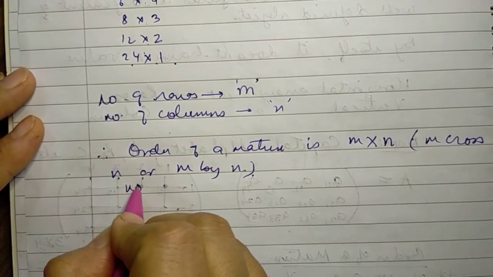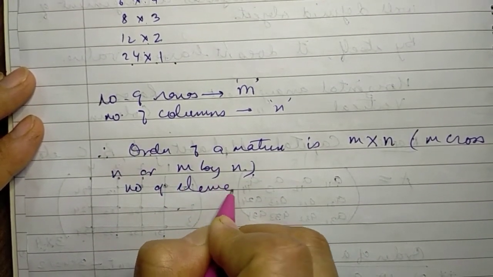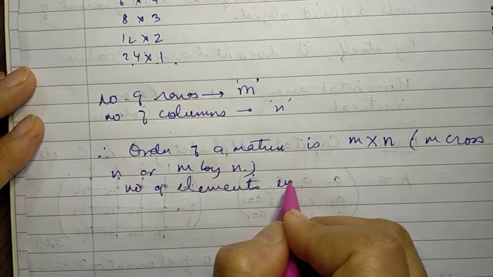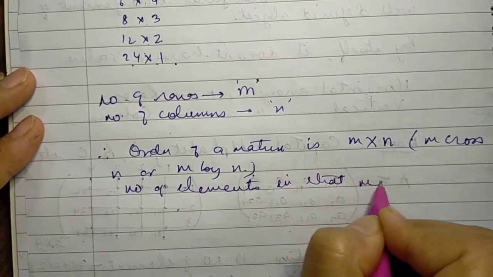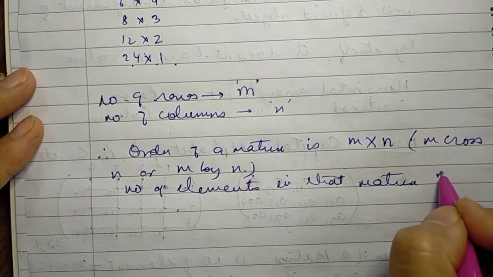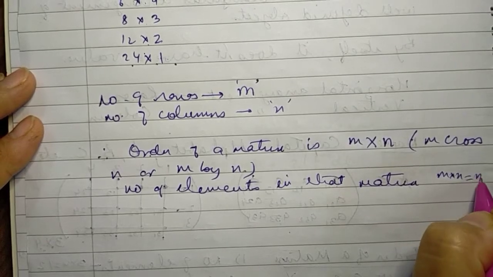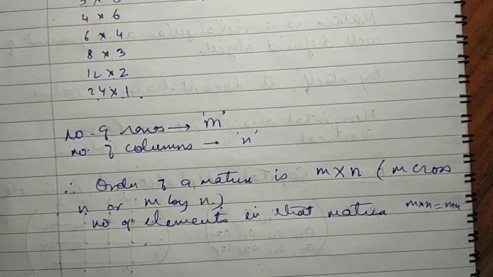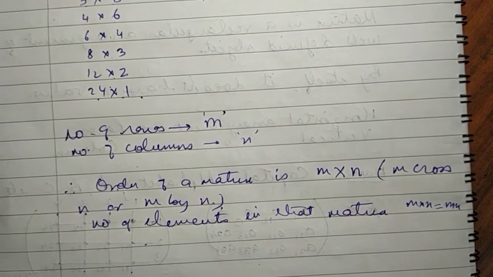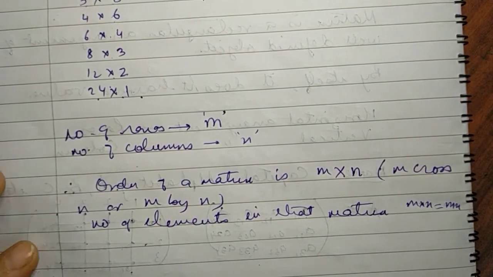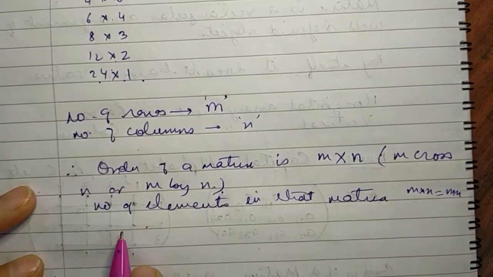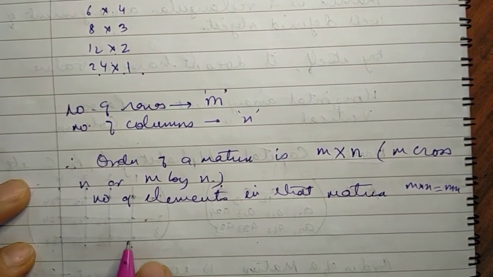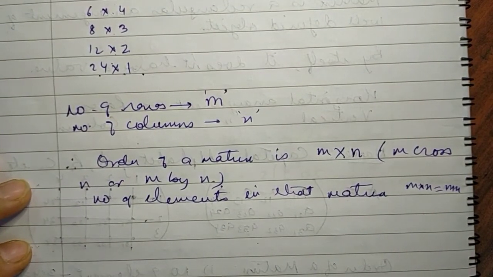And the number of elements in that matrix would be m into n, that is mn. So this is what we do. Now coming to the next thing. Similarly, if you have named a matrix as B, you will write the elements with small alphabet b.